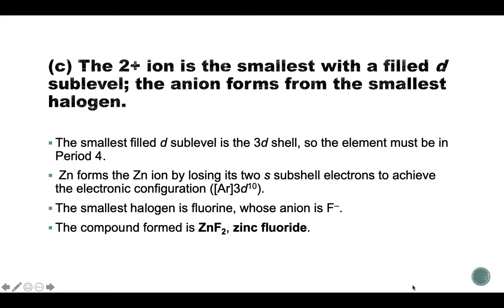So zinc, which is from period 4, forms the zinc ion by losing its 4s subshell electrons to achieve the electronic configuration. The smallest halogen is fluorine, whose anion is the fluoride ion. Thus, the compound formed from this ionic interaction is zinc fluoride.